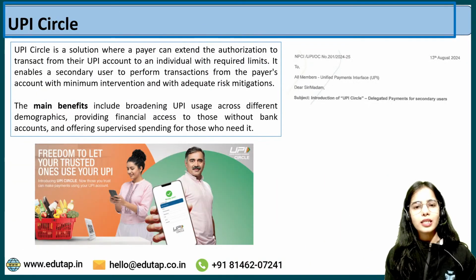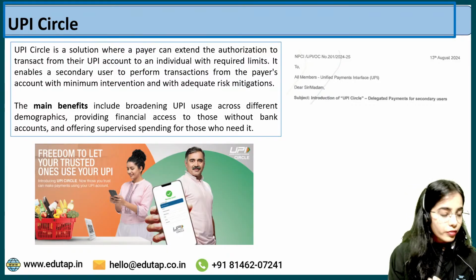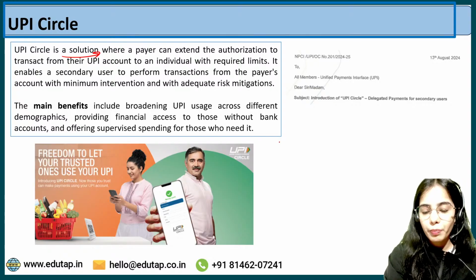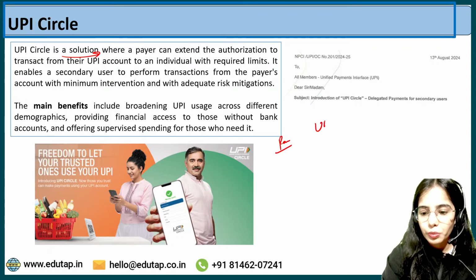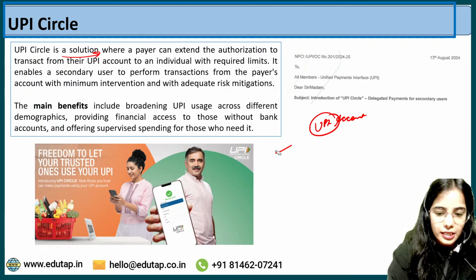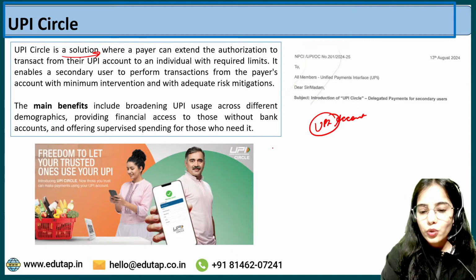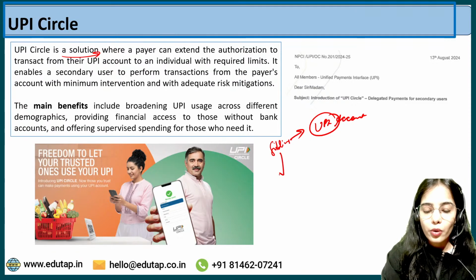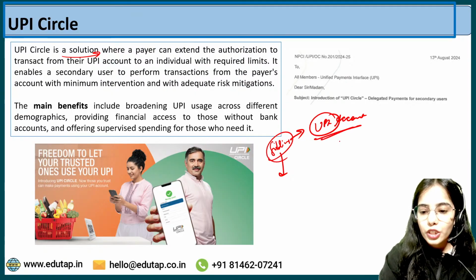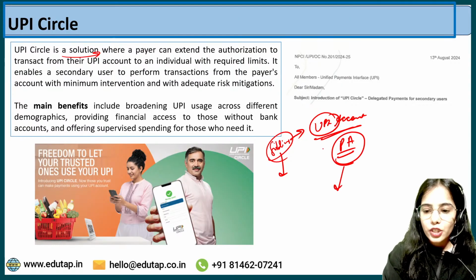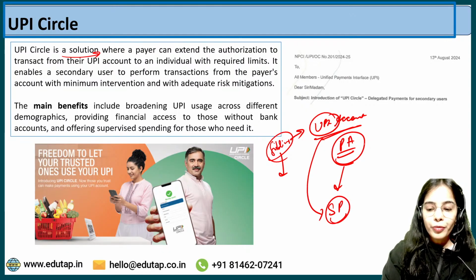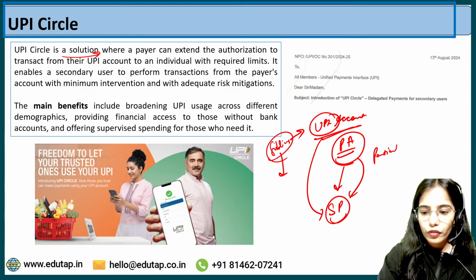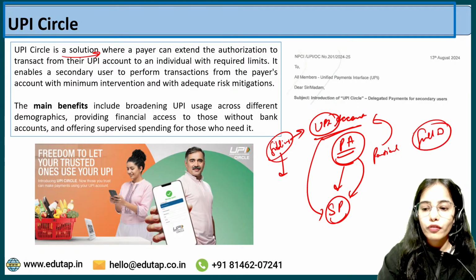Now coming to the UPI Circle that we have discussed just a few days ago in our Finance 360 session. So here UPI Circle is a solution where the payer, let's say you have a UPI account, and you have a younger sibling, and you want to provide access to your UPI account to your younger sibling. So you are the primary account holder, and you can provide the access to your UPI account to the secondary person.